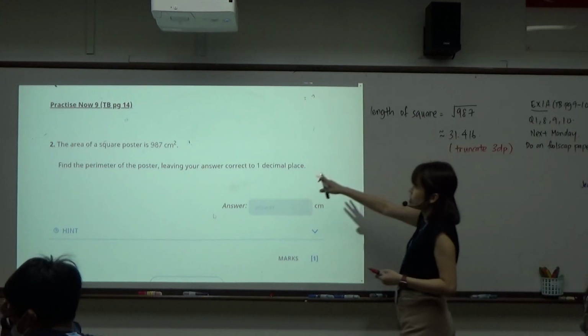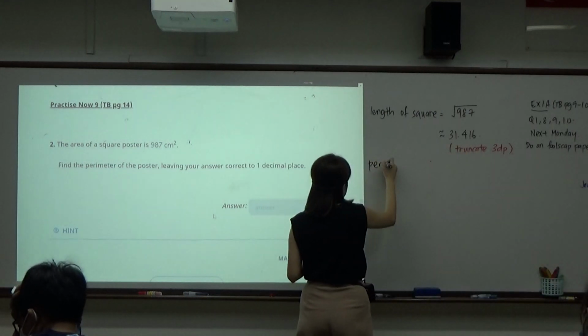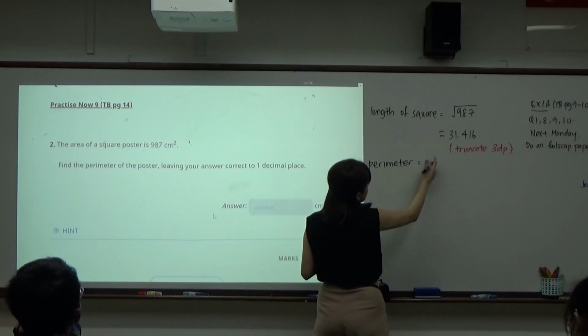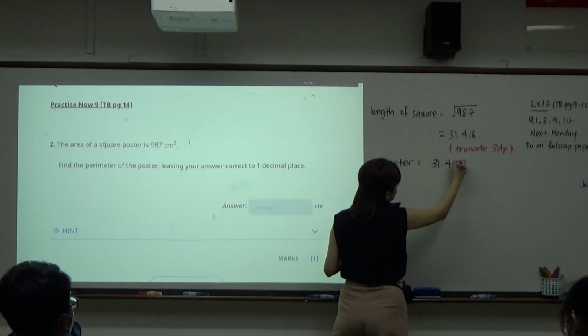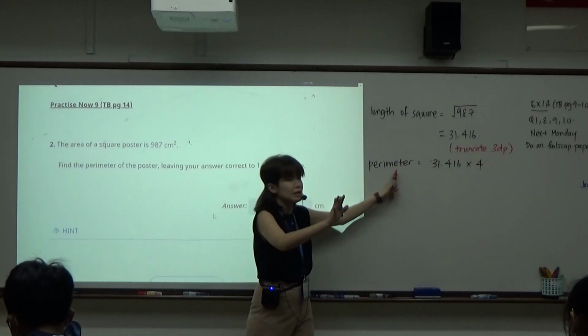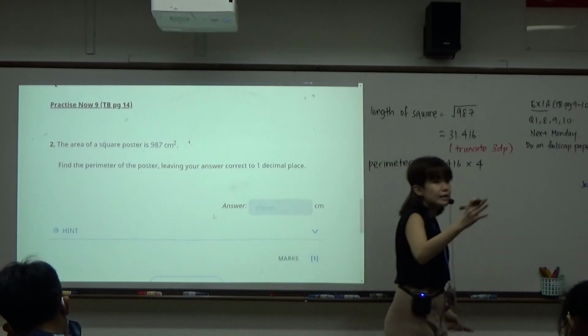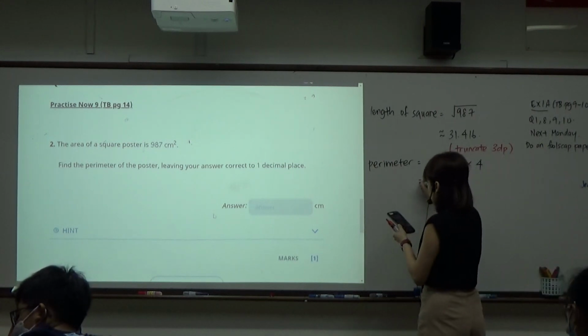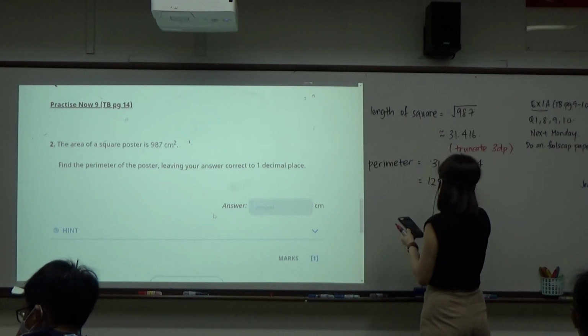So the question wants us to find the perimeter. Since it is a square, I can take 31.416 times 4. Again, I need you to indicate for me perimeter equals to something. And then what you get over here will be 125.664.